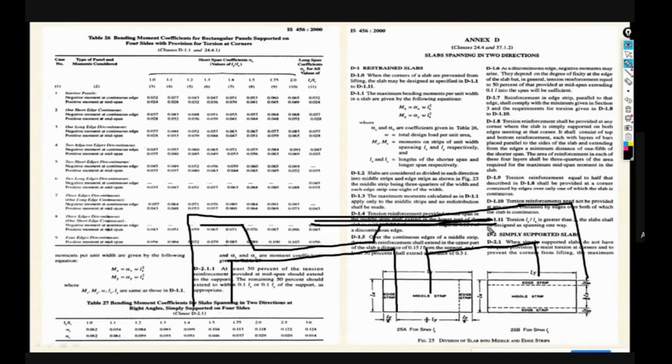Yes, sir. We were providing bent-up bars in beams, but currently no one is using this method. All structural engineers use only straight bars at the bottom, correct? Yes, sir. They have neglected the bent-up bar in favor of extra top reinforcement. So maybe some structural engineers have that method in slabs also.